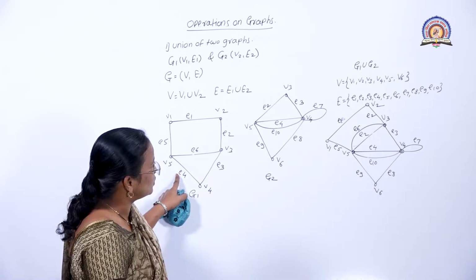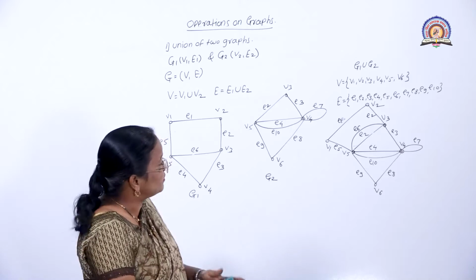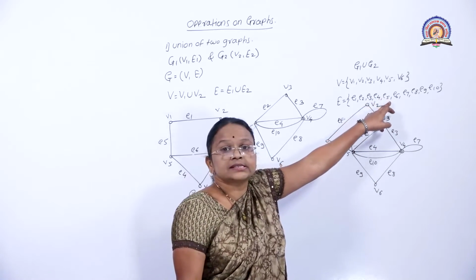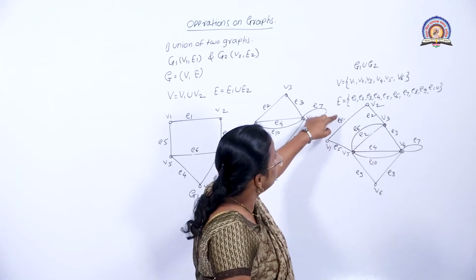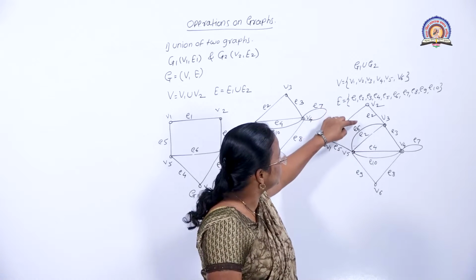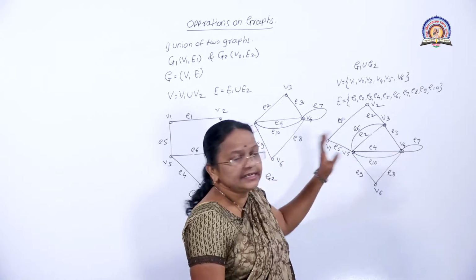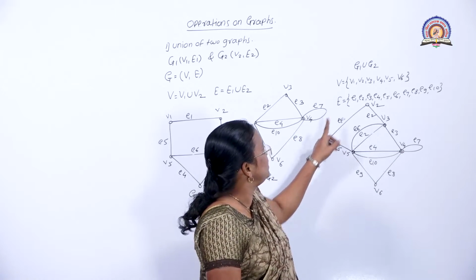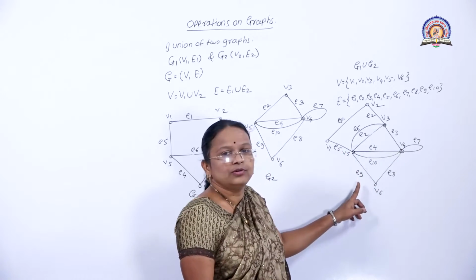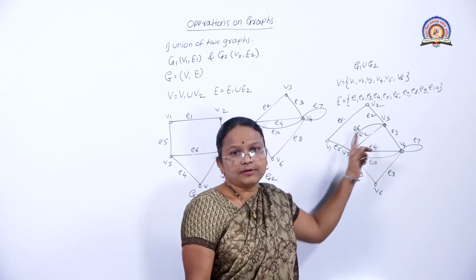Then check whether E4 and E3 are already there. Now check whether the graph contains all the edges E1 to E10 and the vertices V1, V2, V3, V4 and so on. So this is the union of two graphs.